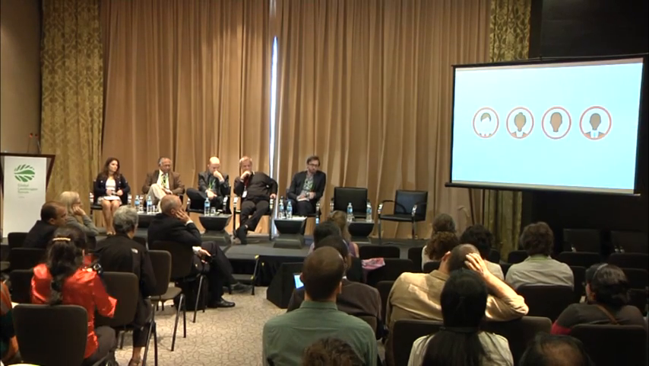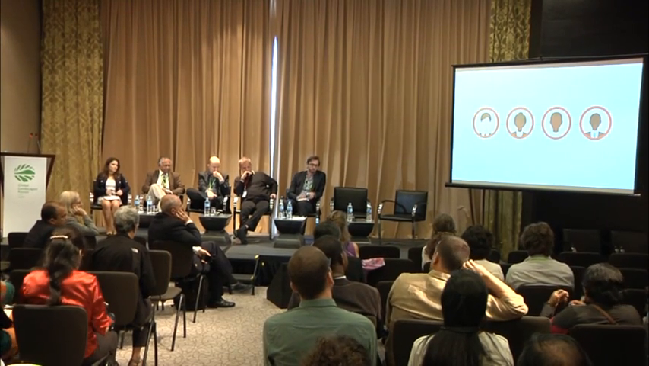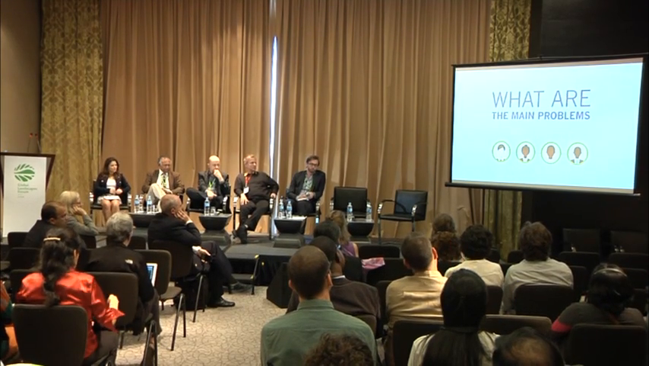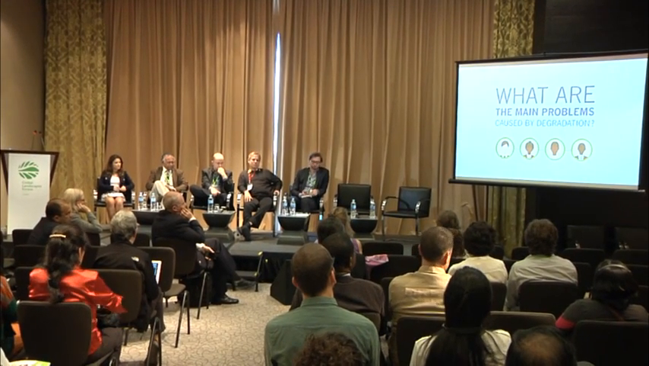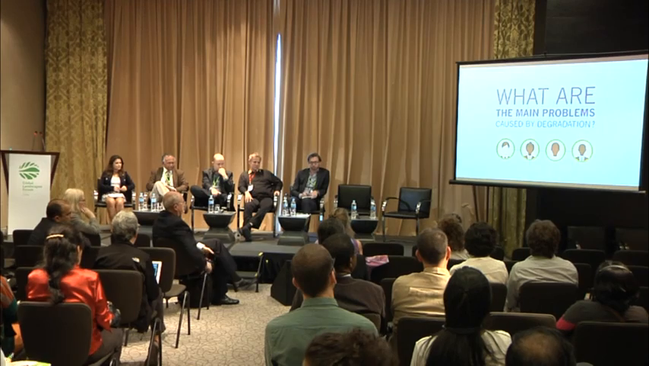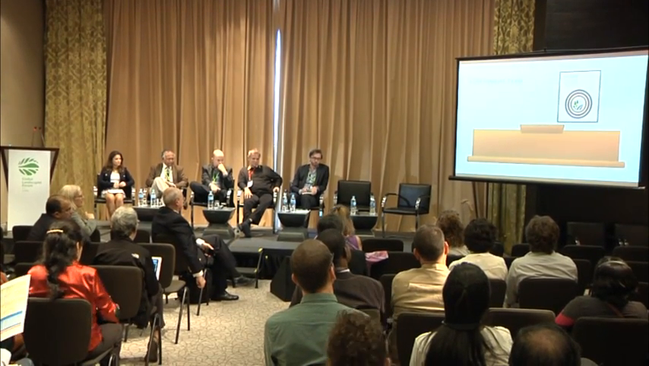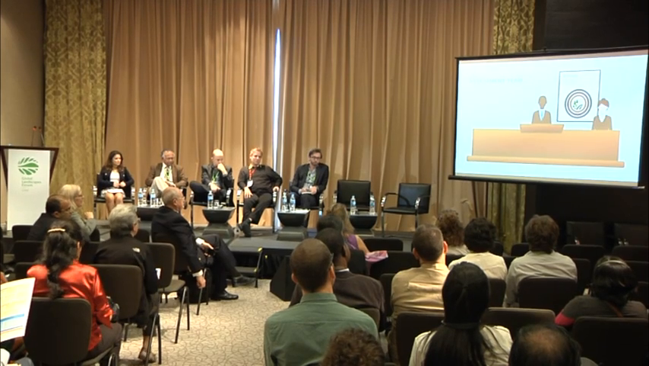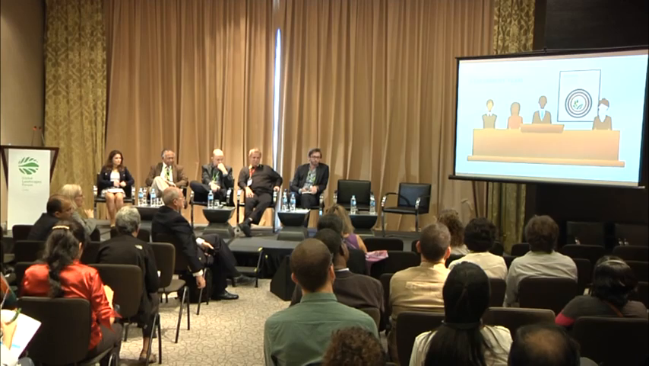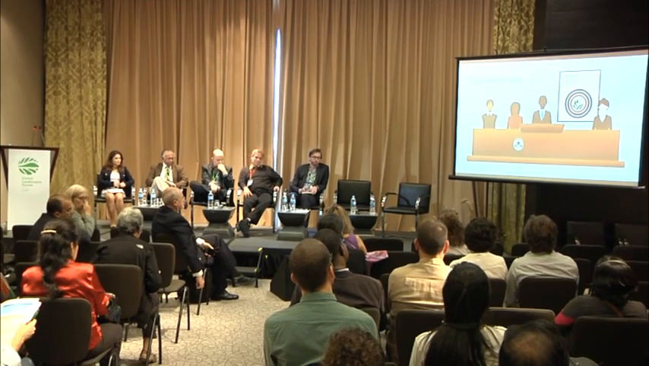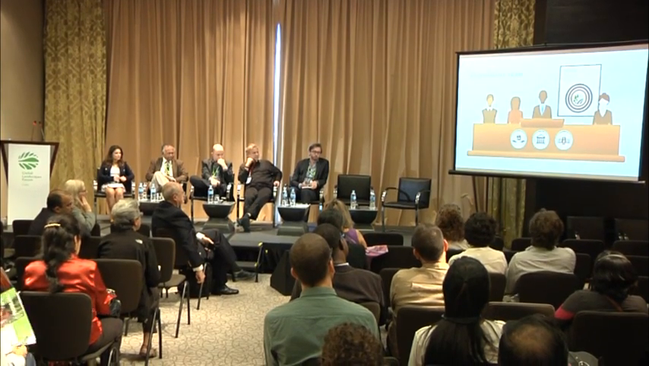The process begins when an entity with the rights to manage land decides they might want to restore a portion of it. They will ask the question, what are the main problems caused by degradation? And they'll try to identify the goals of successful intervention. With these goals in mind, a first-rate assessment team can be assembled, composed of a leader, an economist, a land use specialist, and a social scientist, all coordinated through the most appropriate national institution.